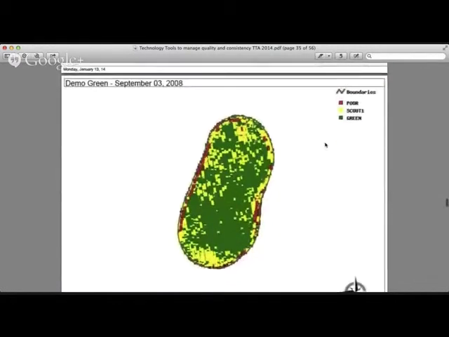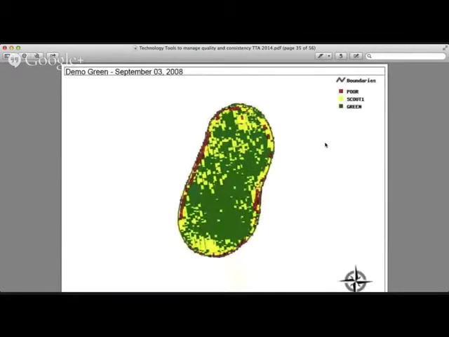This is a map of a green from a group called Turf Scout that's using some of this type of technology to map greens. This is another way to do it, and do it in a very comprehensive manner. You can see that outer boundary there is an area that's marked as poor, where there's obviously problems, and then you can see some of these yellow spots are mapped as scout.